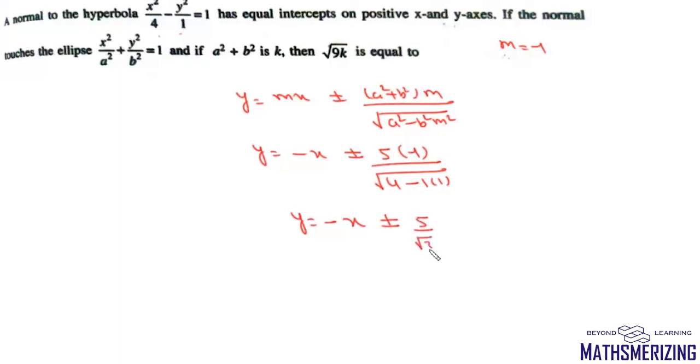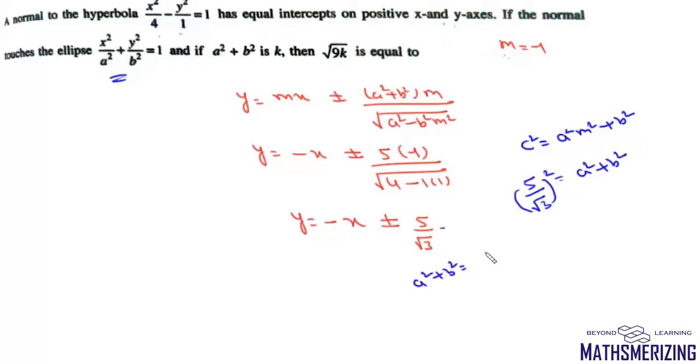5 by root 3. Now this normal touches this ellipse. So the condition of tangency for the ellipse is c square is a square m square plus b square. Now in this case, c square is 5 by root 3 whole square. Value of m is -1. So this is a square plus b square. So from here we'll get the value of a square plus b square as 25 by 3. Now this value is k.